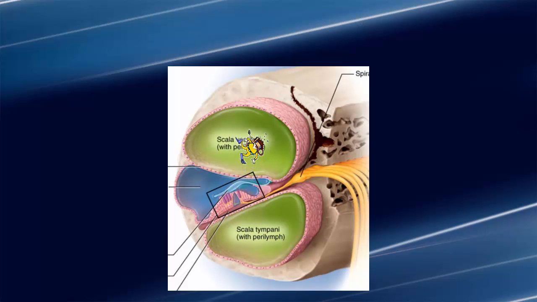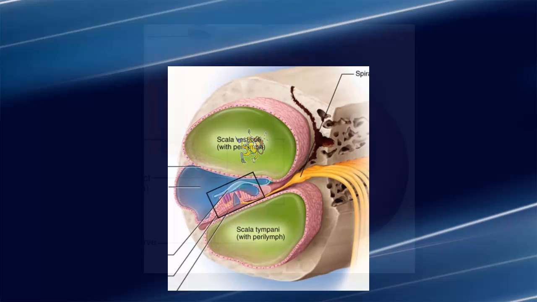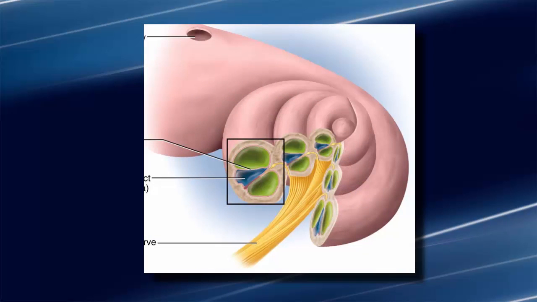On the back of a fluid wave, you take a ride into the scala of the cochlea and are brought deep into the shell-shaped structure, riding a roller coaster with loop after loop.